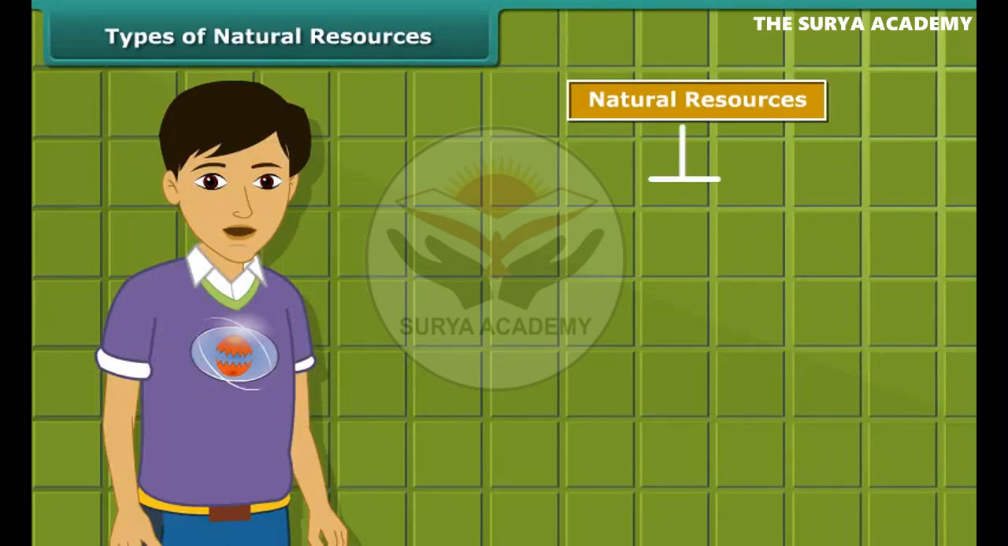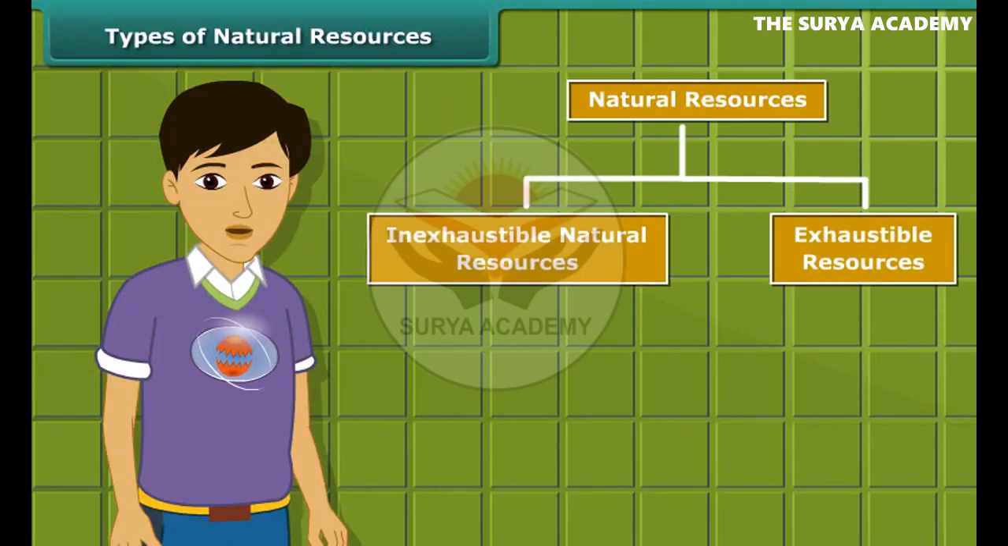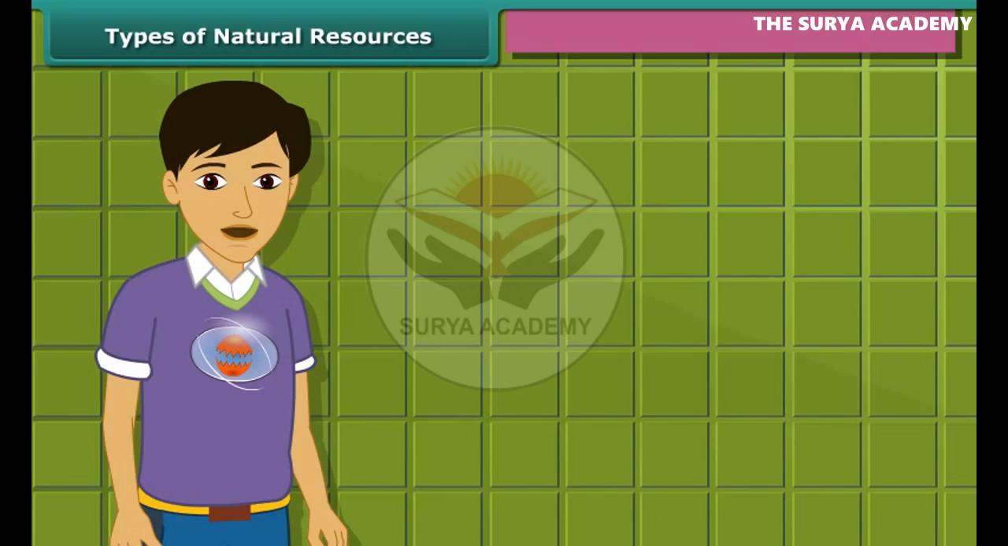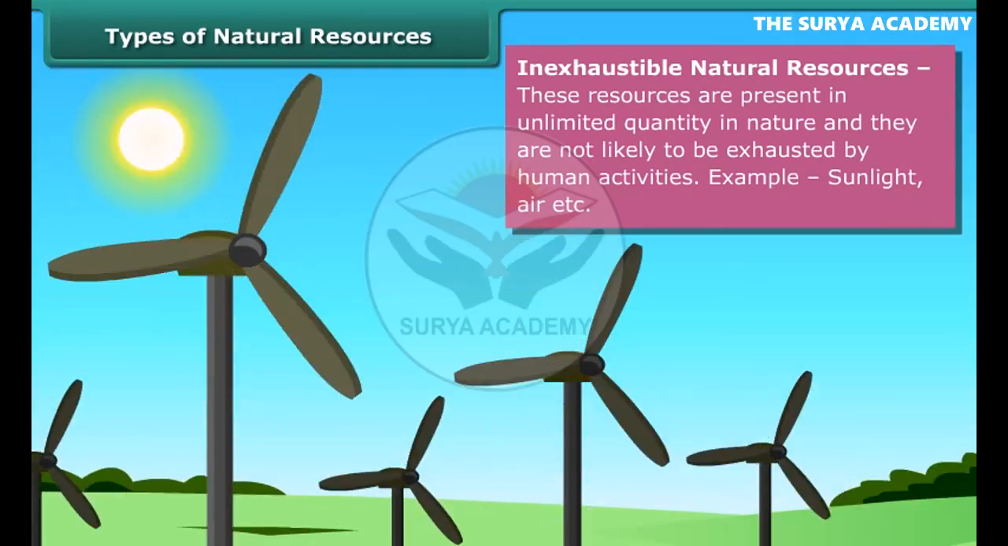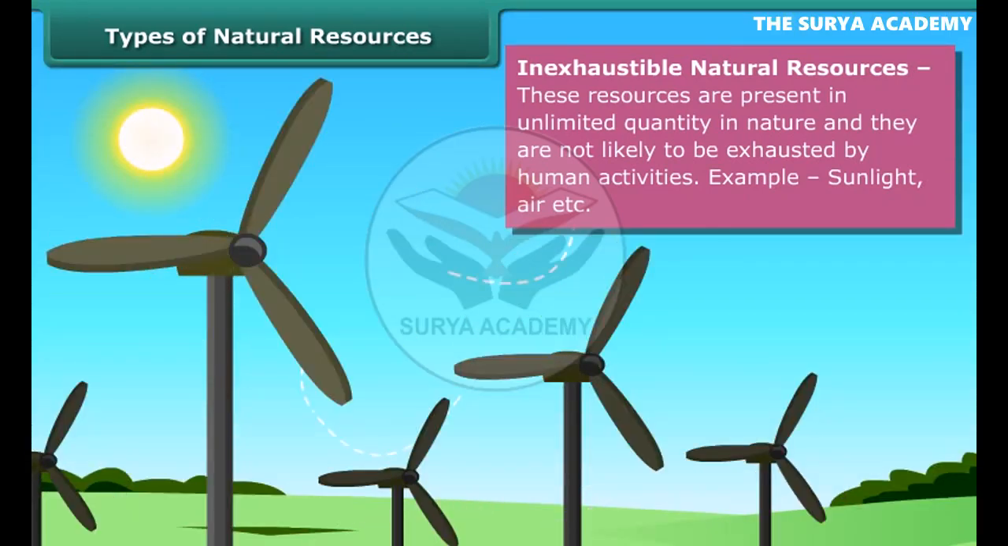Natural resources can be broadly classified into two categories: inexhaustible natural resources and exhaustible resources. Inexhaustible natural resources are present in abundance, hence it is unlikely that they will be exhausted by any human activity. Sunlight and air are examples of such resources.